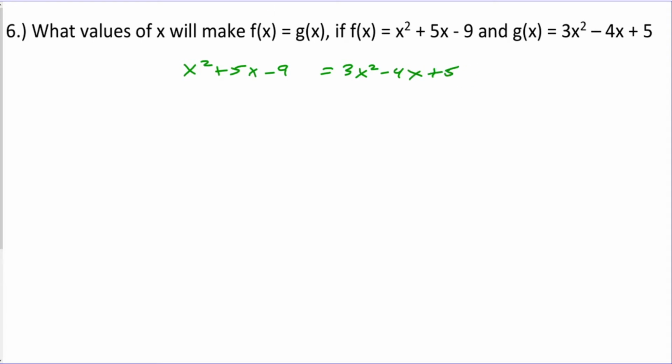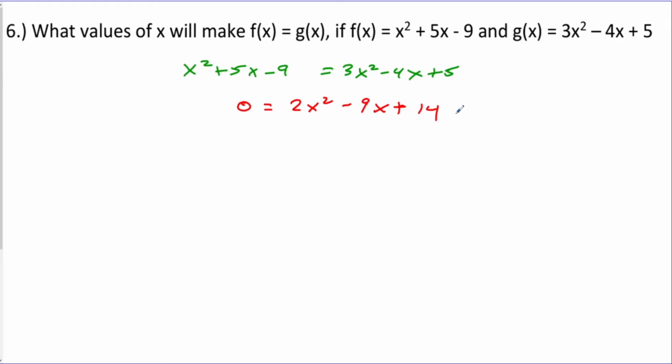All right. I always like to set this equal to 0 because I want to try to factor it. So again, I'm going to move all this stuff on the left to the right so that x squared stays positive. So this is going to be a 0. And it looks like I'm going to get 2x squared. When I subtract the 5x over, I'm going to get negative 9x. And then when I add the 9 over, it looks like I'm going to get a plus 14. Okay, equals 0 is already there.